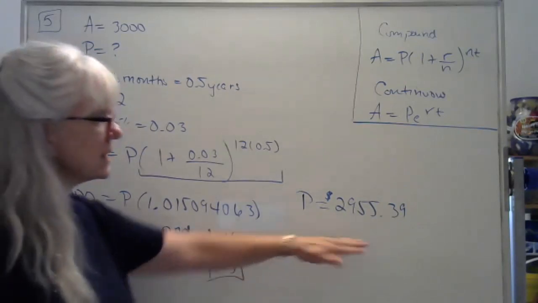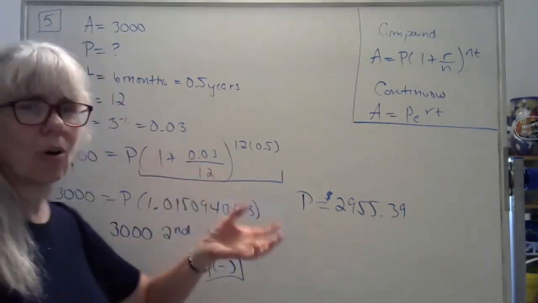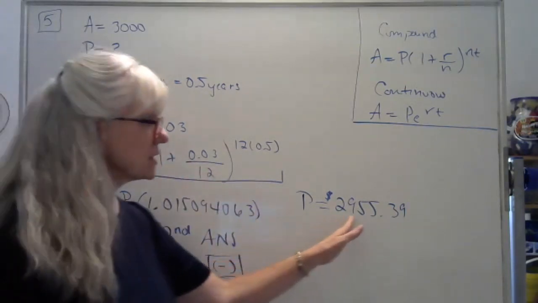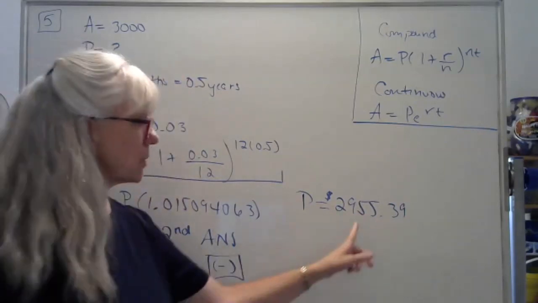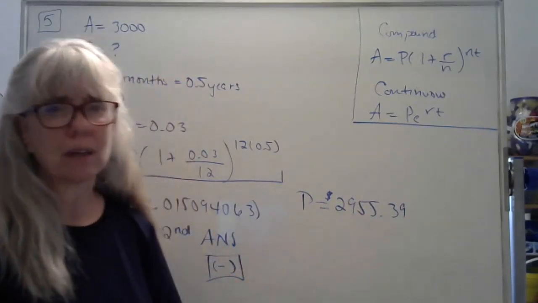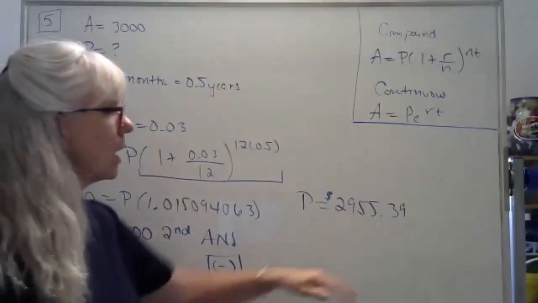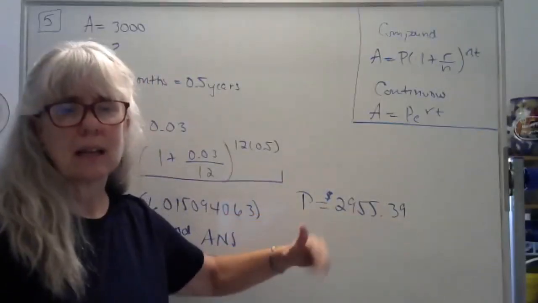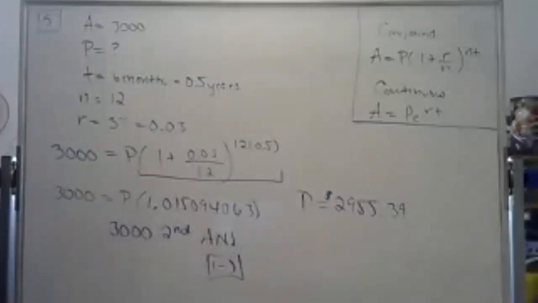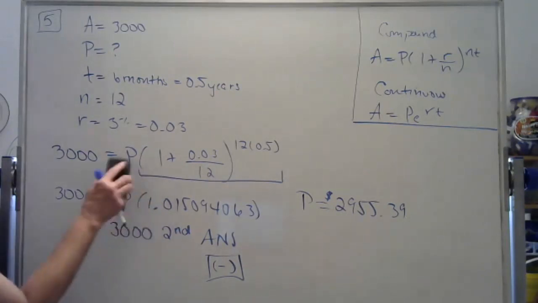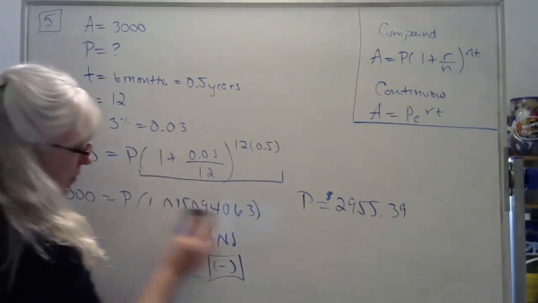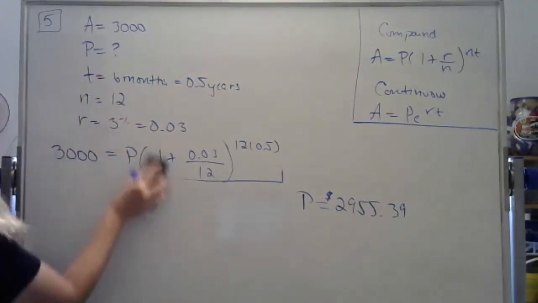So what we're saying is that he's got 3,000 burning a hole in his pocket right now. If he puts $2,955.39 into an account, he then has what, $45 he can go spend on a meal or on whatever, and still have the 3,000 that he needs at the end of the 6 months. So not a lot of money to spend right now, but any bit helps. What we're trying to do is make sure that you can solve for all the different variables that are floating around.